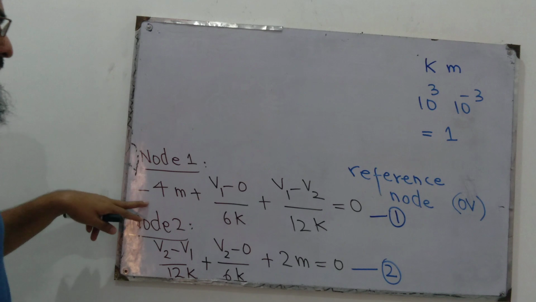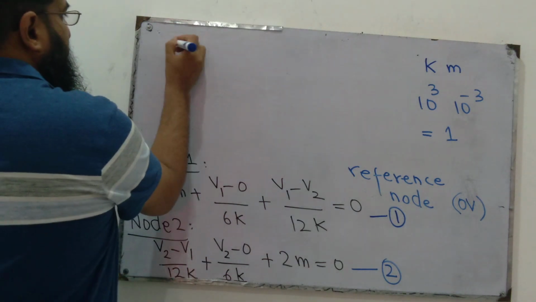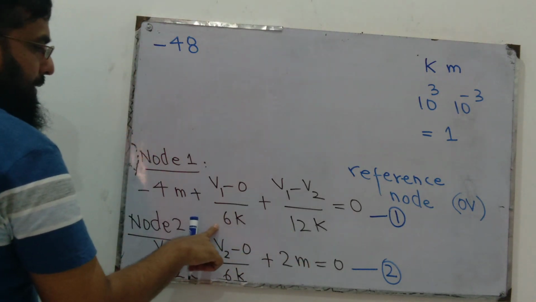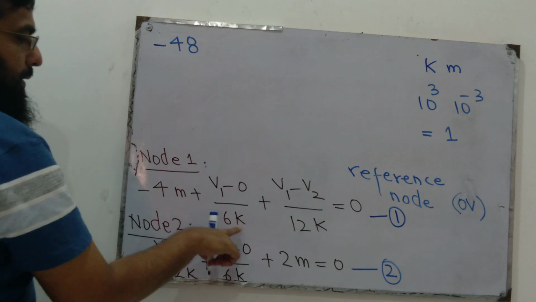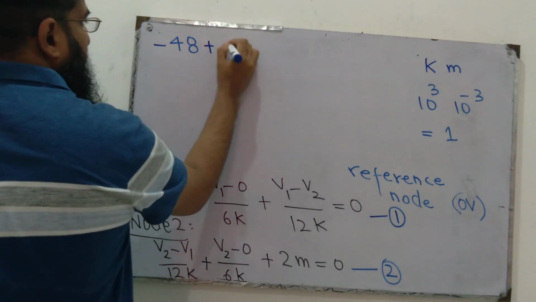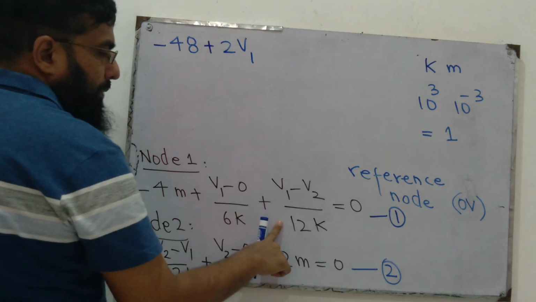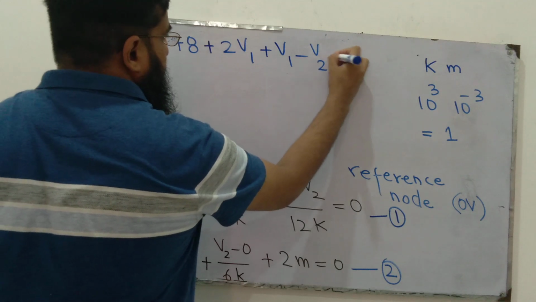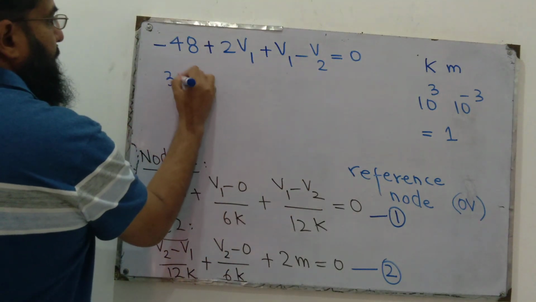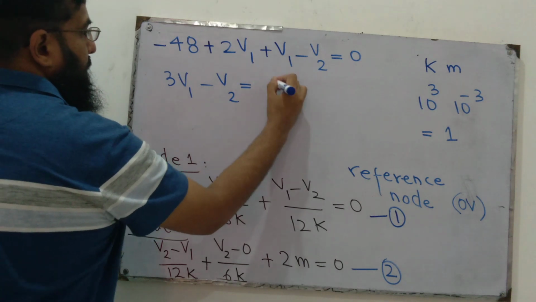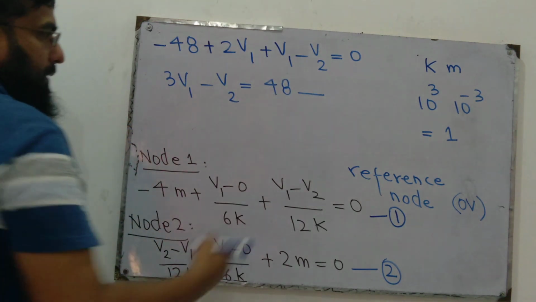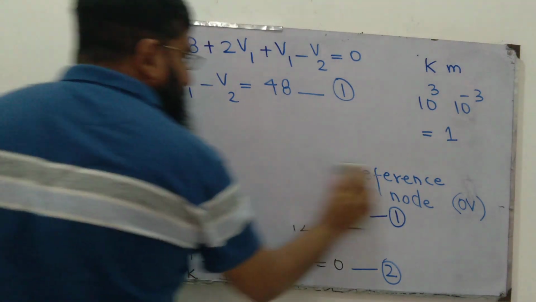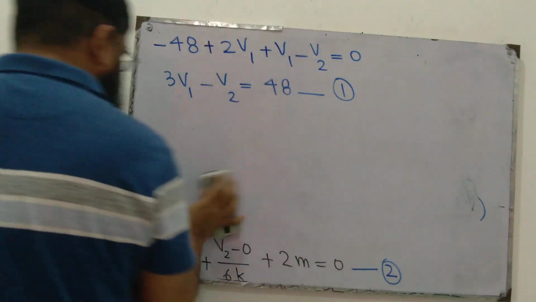So 12K multiplied by minus 4 milli, 12 fours are 48. The answer is minus 48. This 12K multiplied by 12K over 6K is 2, giving plus 2V1. Multiplying the other fraction by 12K gives V1 minus V2, equal to 0. So we can write it as 3V1 minus V2 is equal to 48. This is another form of equation number 1.